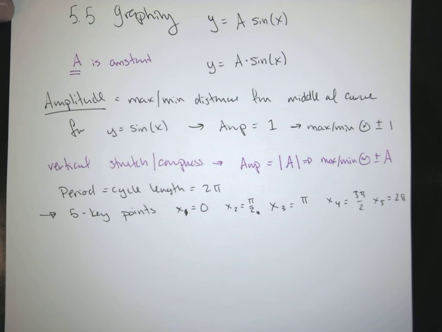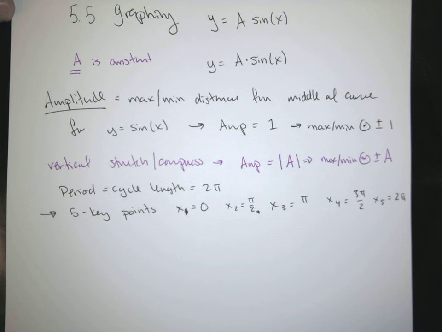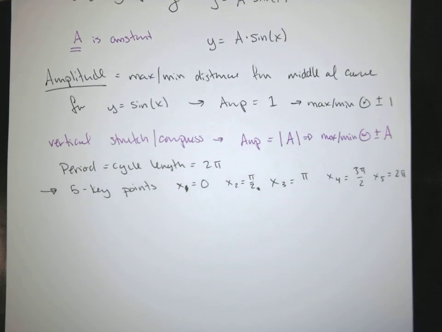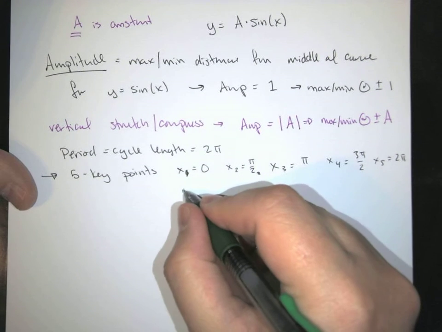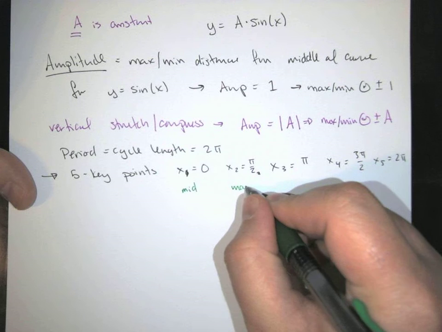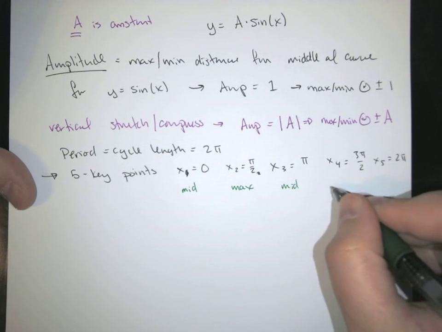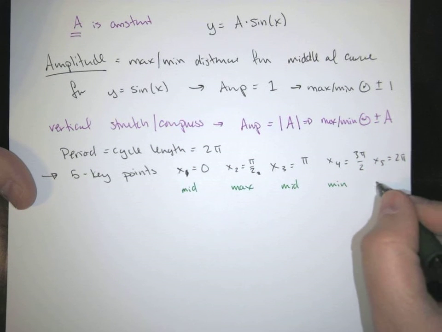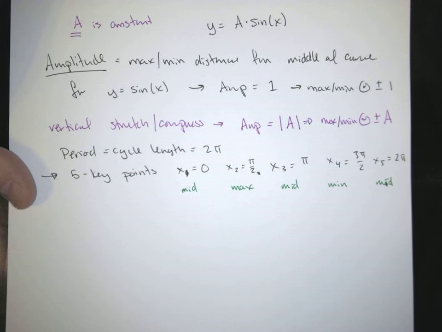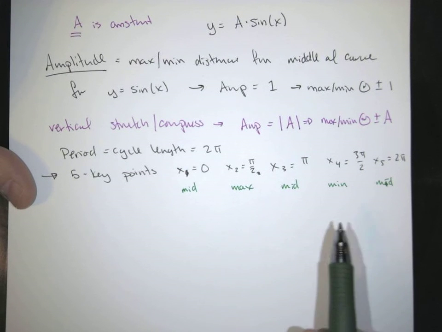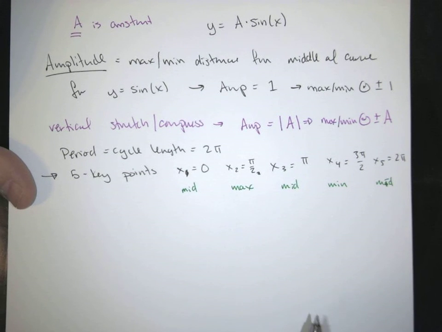So let's take an example and graph it and make a table and go all the way. This will sync up with, right, this will be our mid, this will be our max, this will be another middle, this will be our minimum, and this will be back to the middle. So middle, max, middle, minimum, middle again, back to the beginning.